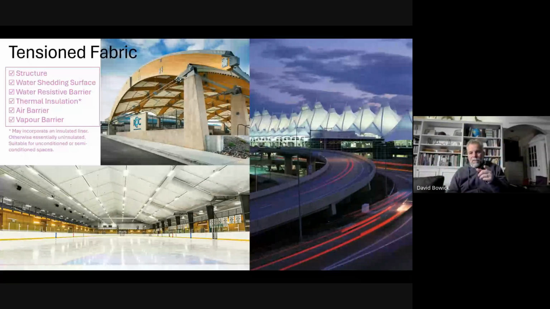The image on the top left is the St. Louis Park Arena, fabric covered glulam arches. That whole roof is one piece of fabric. So it's a perfect barrier system that is virtually jointless, or often virtually jointless.